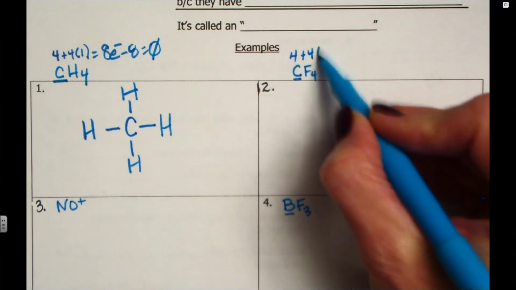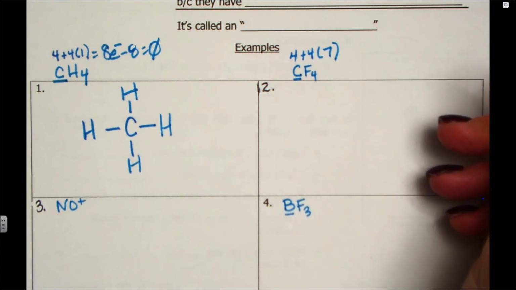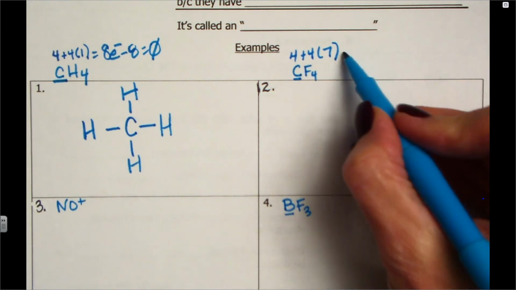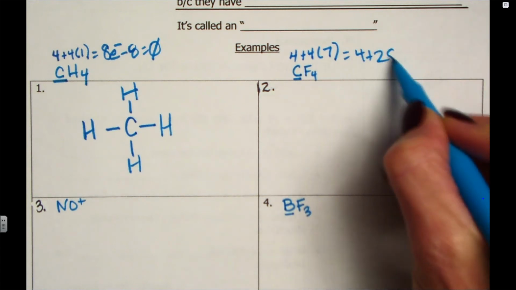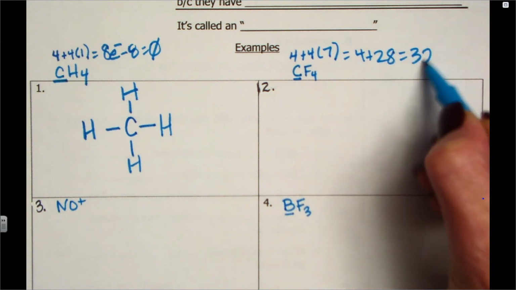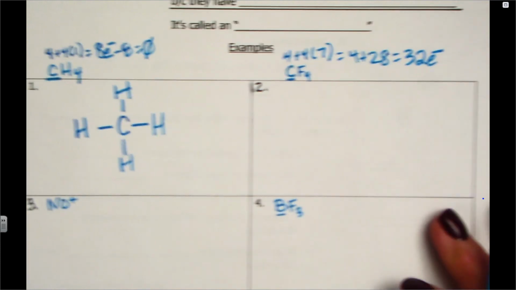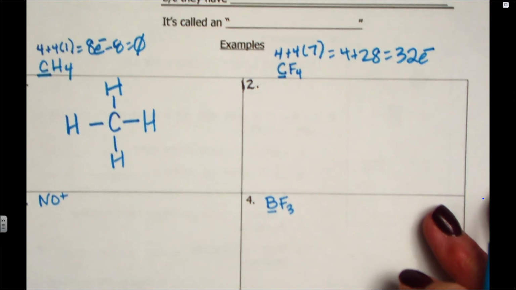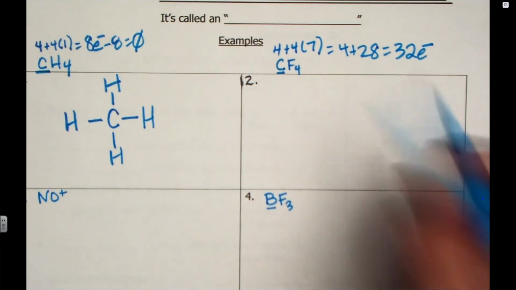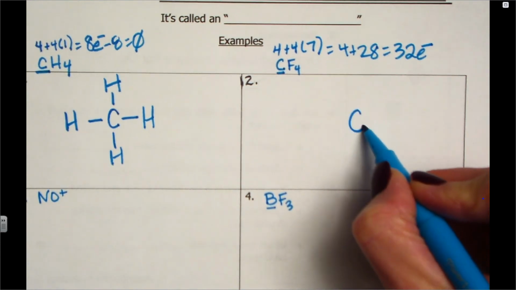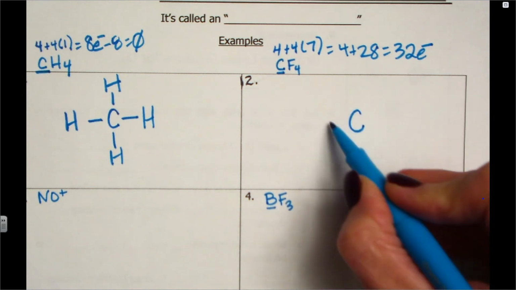There's 4 fluorines, and he's in group 7A, so there's 7 valence electrons apiece. That's going to give you a total of 4 plus 28, which gives you a total of 32 electrons. So these atoms have 32 total valence electrons that they're going to use to bond with. So let's put our central atom down first, which is our carbon, and there's 4 fluorines to attach.